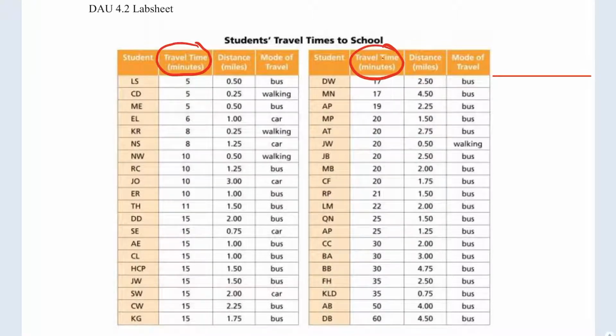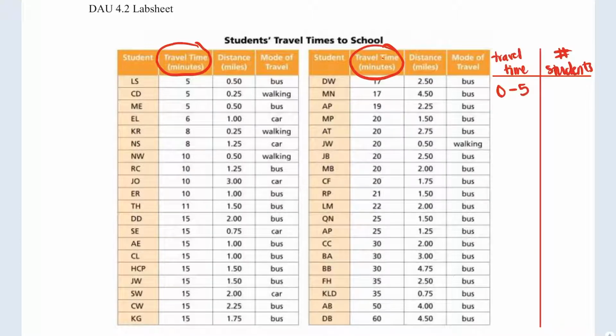Boom. And boom. Okay. So the left column is going to be my travel time. And then the right side of my column is going to be the number of students, right? However many students fit that travel time, okay? So remember, they want an interval size of 5. So my first travel time is going to be from 0 to 5.